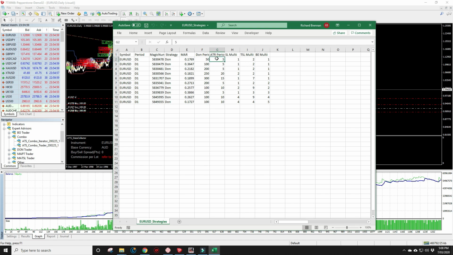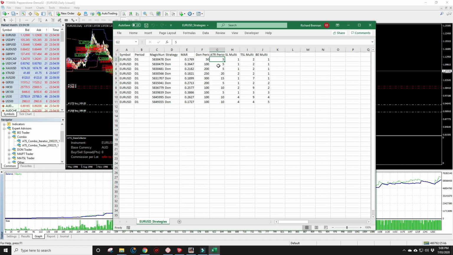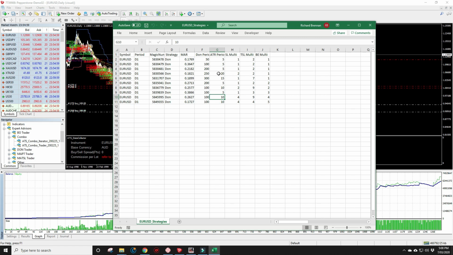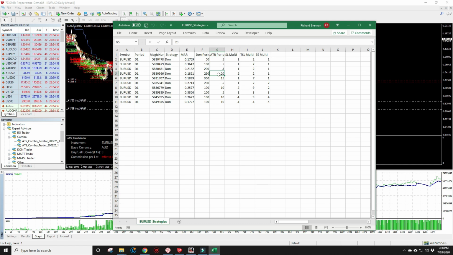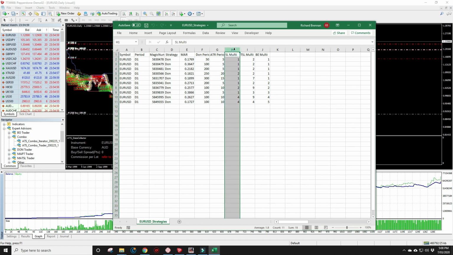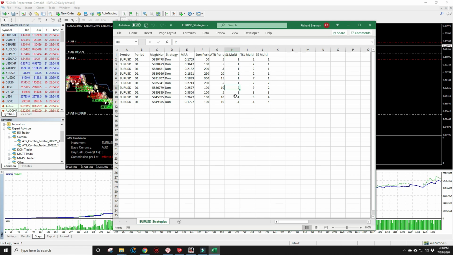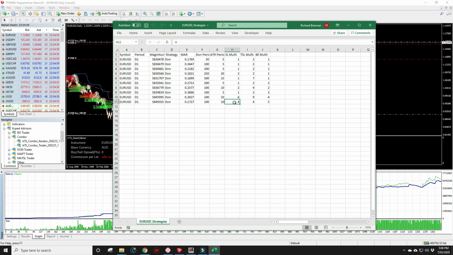The ATR period, which is used to define the stop loss multiplier, trailing stop and break-even multiplier, varies, so we are allowing for a degree of variation from the more recent to the longer term average true range and volatility of price. The stop loss multiplier is fairly consistent, showing a fairly tight initial stop loss as applied to our strategy. But as you get to some of these solutions, they do allow more breathing room with that initial stop loss.